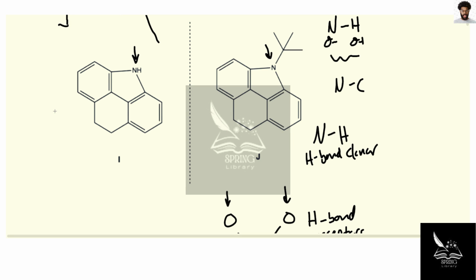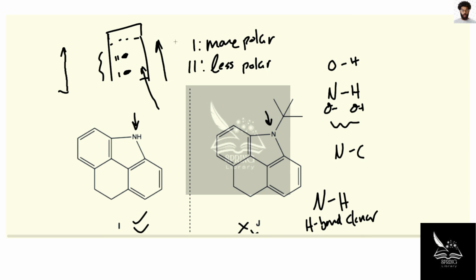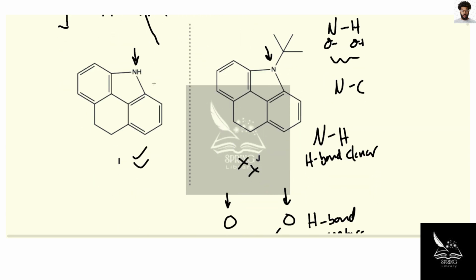So I is more polar, and it's also an H bond donor. J is not very polar at all. It's not capable of donating hydrogen bonds. So I'm going to go ahead and say that I is 1. I corresponds to 1. And J corresponds to 2.